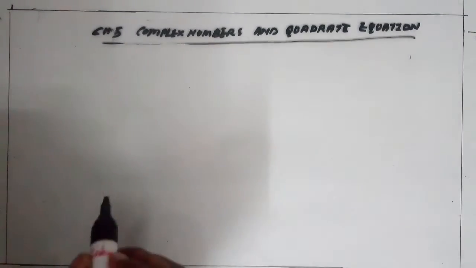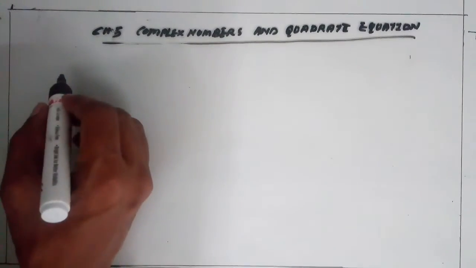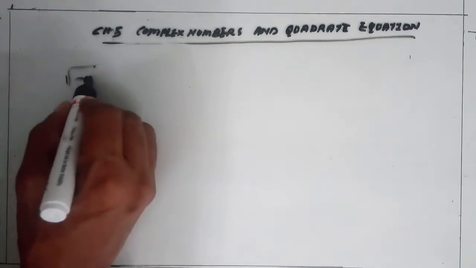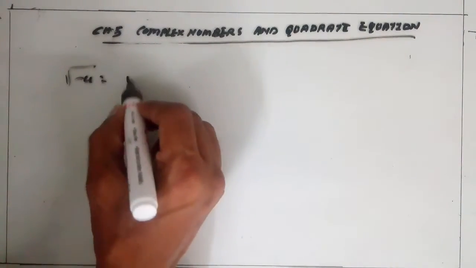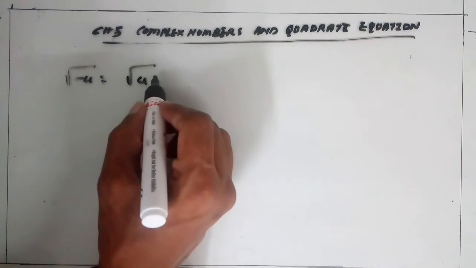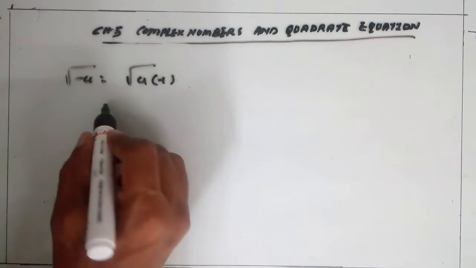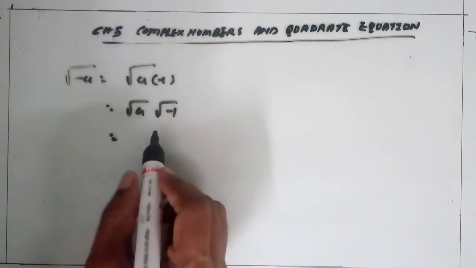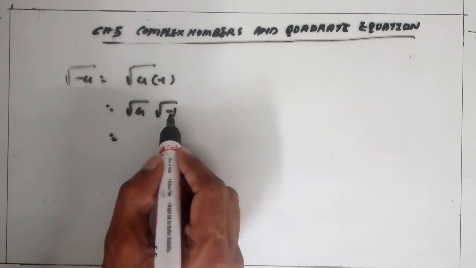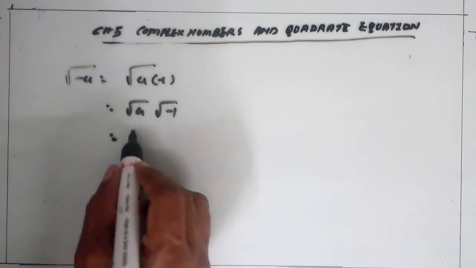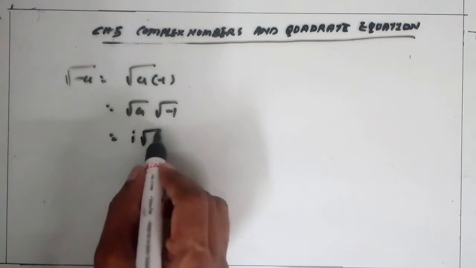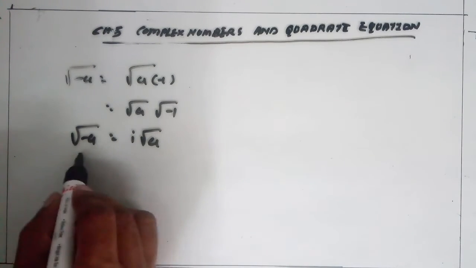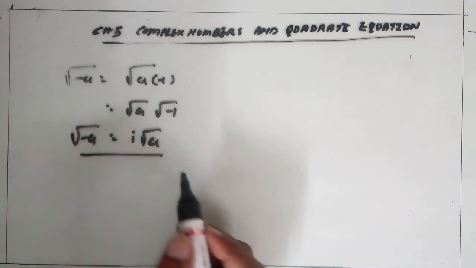Now, square root of a negative real number. For a real number a, root of minus a is equal to, remember this, root of a into minus 1, is equal to root of a into root of minus 1. We know that root of minus 1 is equal to iota i, into root of a. So remember this, root of minus a is equal to i root of a.